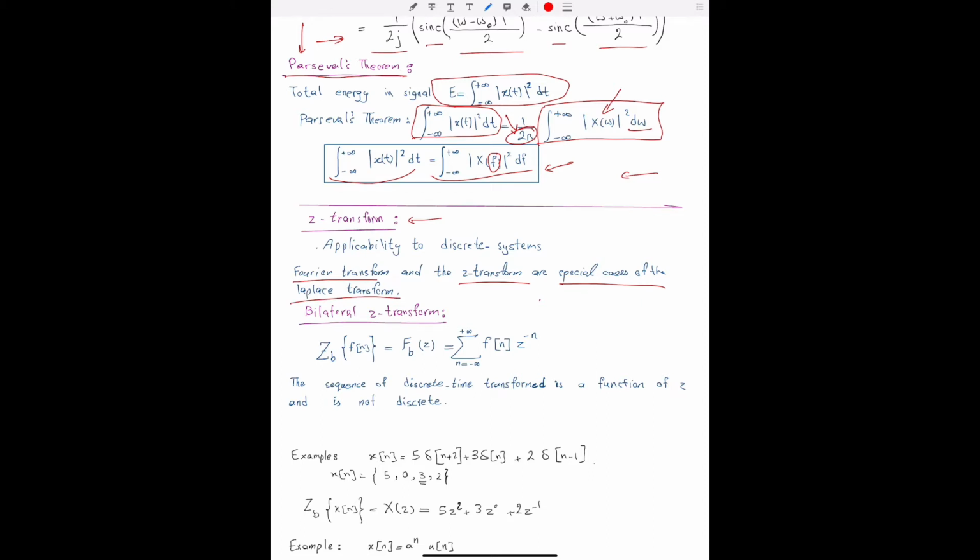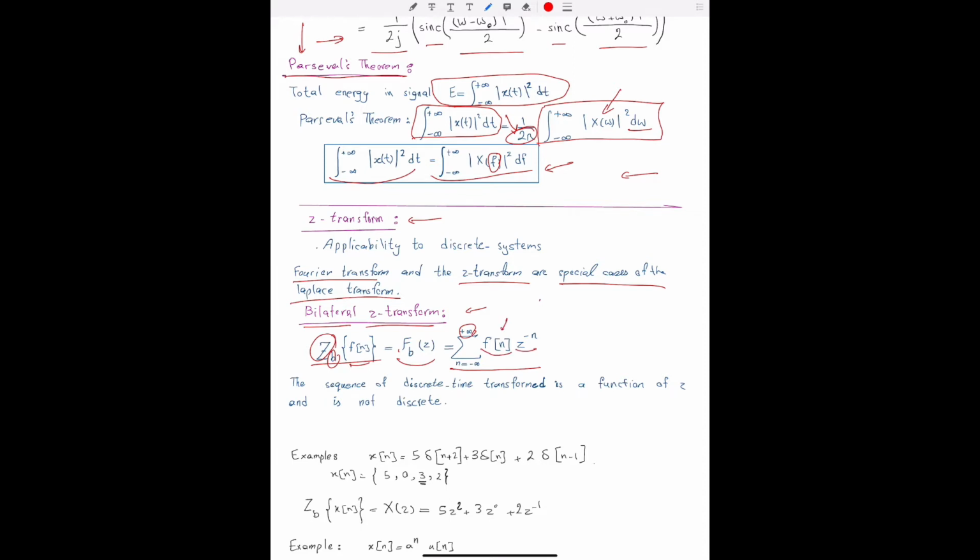And so now let's see what the Z transform notation and its function actually look like. A bilateral Z transform is written like this. We have the bilateral Z transform of a function f of n, which we can also denote as F_b of z, equal to the sum from n equals minus infinity to plus infinity of f of n z to the power of minus n.